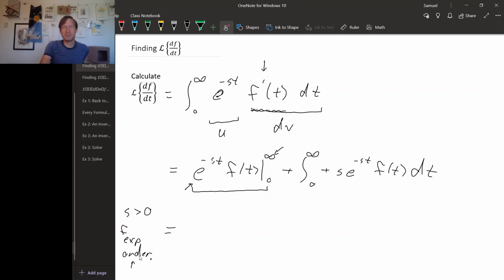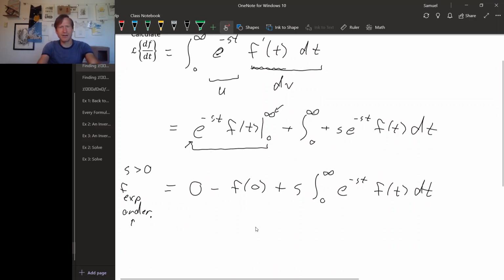But if we do require that f be of exponential order, then when we take the limit at infinity, we get a 0 minus, and then plug in 0, and so e to the minus st, when t is 0, the exponential part is 1, and so we just get f of 0, plus, and now we need to do this integral. Well, s acts like a constant as far as this integral is concerned, so we can move that outside of the integral. So s times the integral from 0 to infinity of e to the minus st f of t dt.